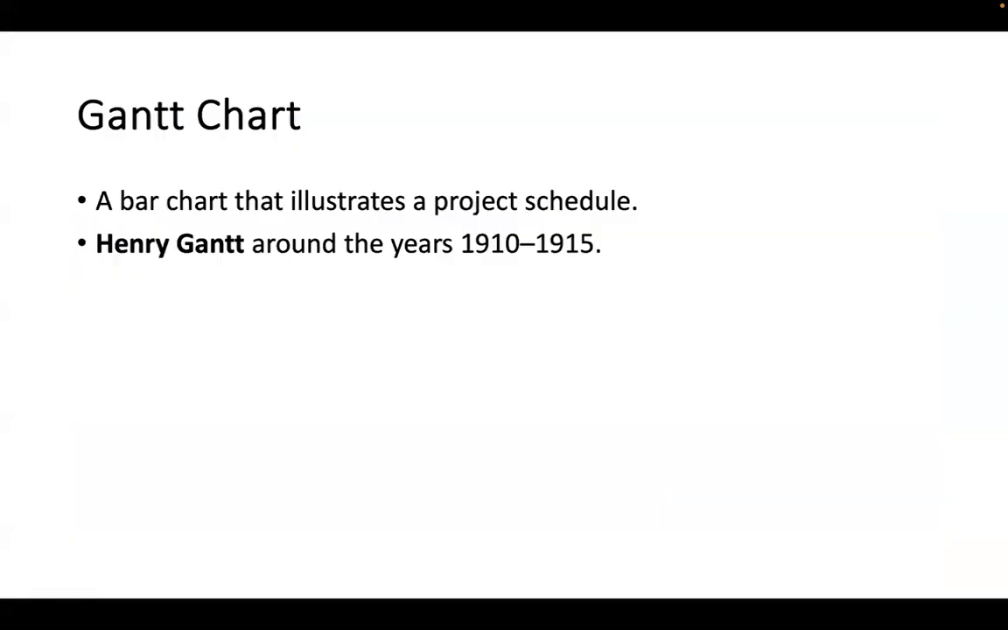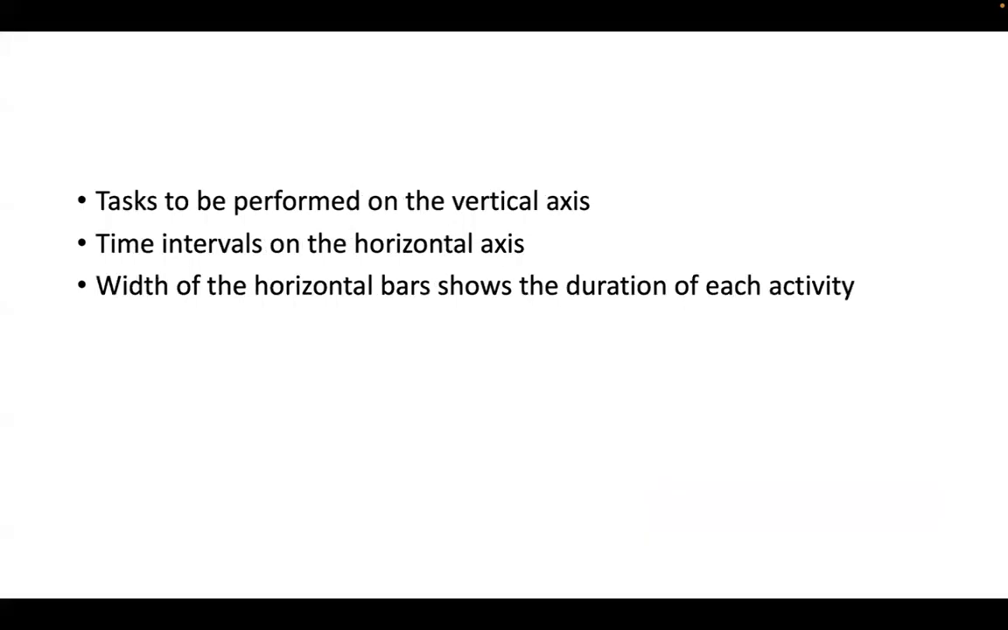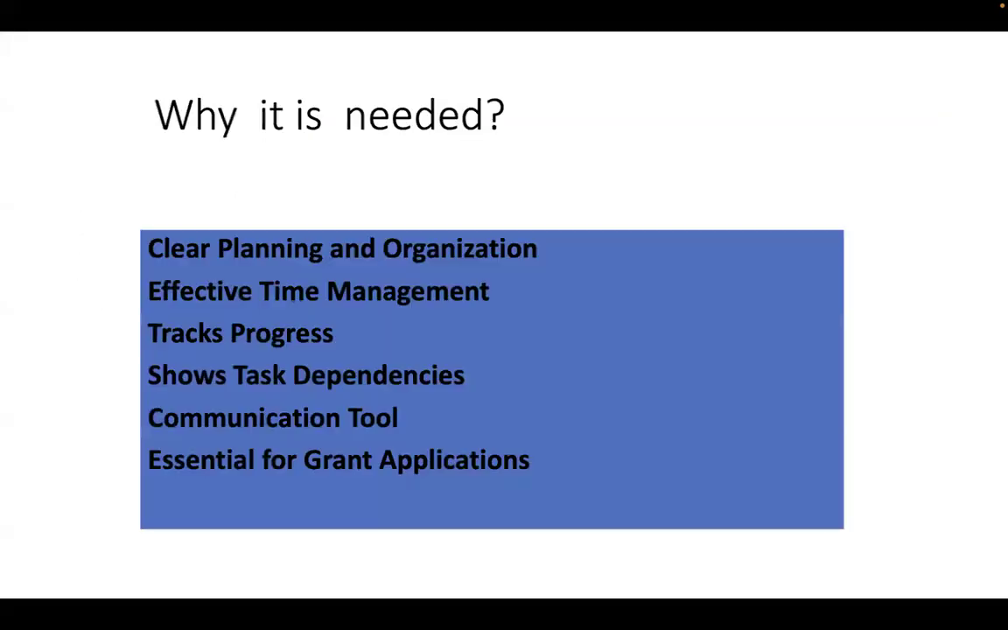So after this brief on the budgets, I will go on to a couple of slides on Gantt charts. A Gantt chart is a chart that illustrates our project schedule. The list of things that are going to be done in our research work should be listed on the vertical axis, and the time taken for each individual work should be on the horizontal axis, and the width of each individual bar represents the duration of each activity.